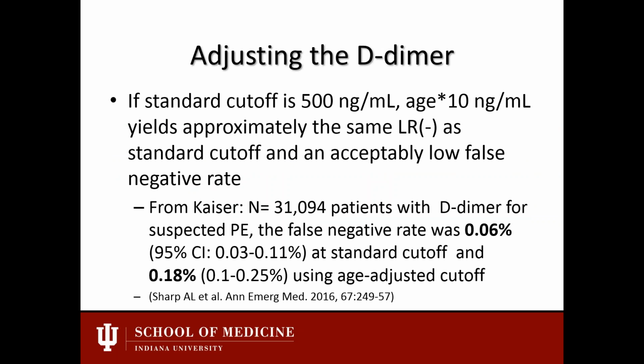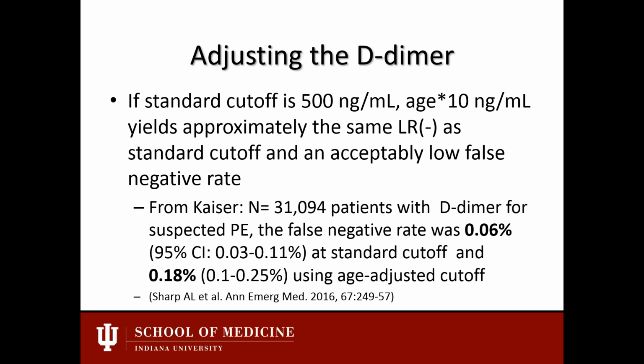And a sort of logical extension of that, it's oftentimes asked, what about adjusting the D-dimer for age? I'm here to say that I believe that adjusting the D-dimer, if the standard threshold is 500 nanograms per ml, by 10 times the age, is ready for prime time. It's ready to use. It yields about the same likelihood ratio negative, maybe even a little lower likelihood ratio negative than the standard cutoff.